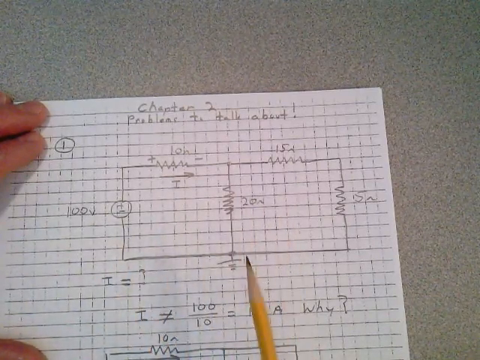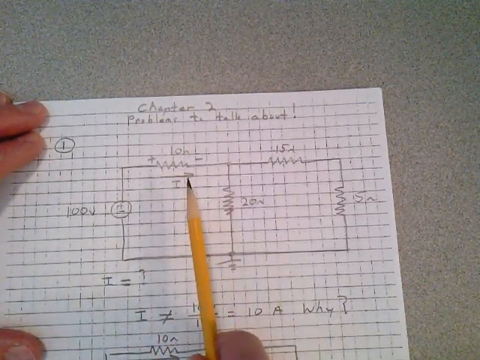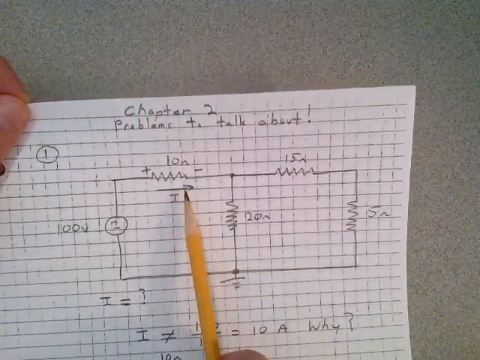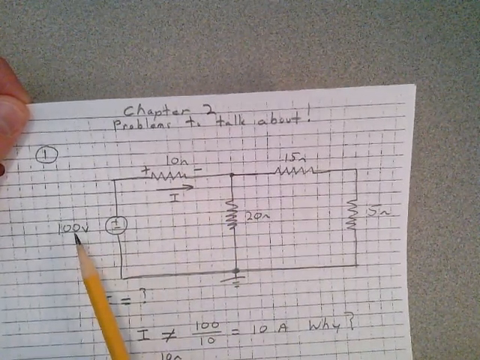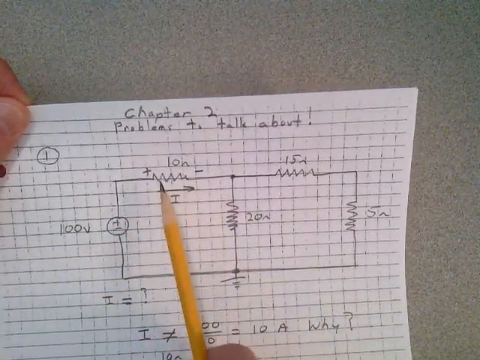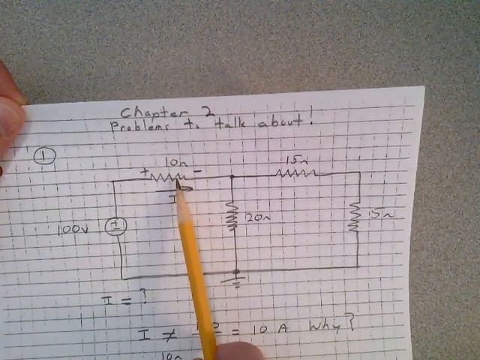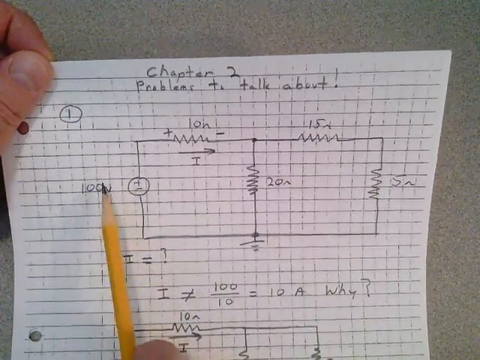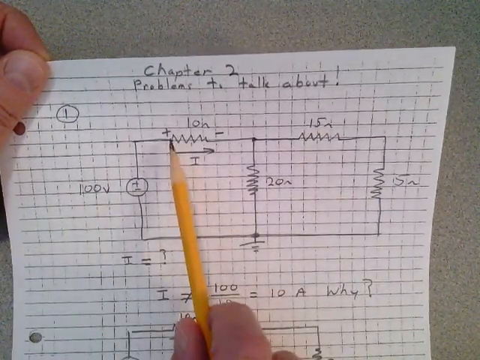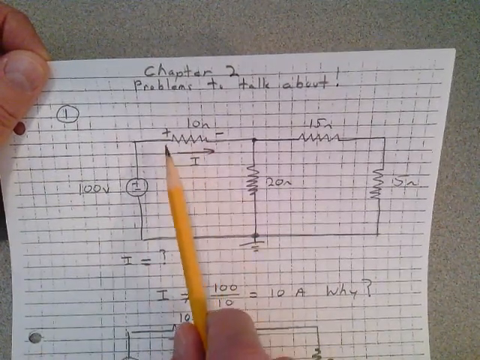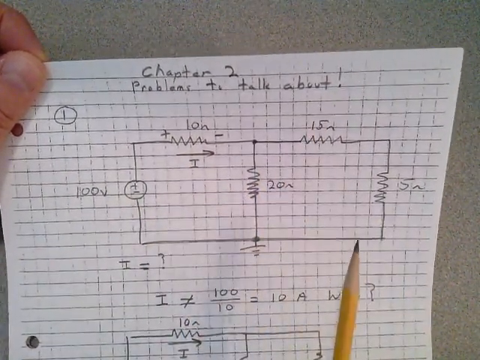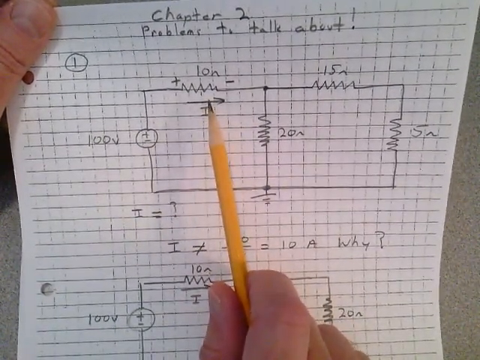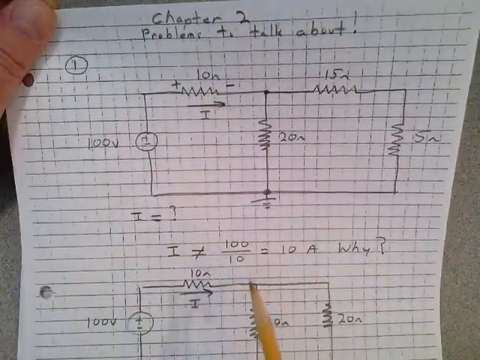I have a simple series parallel circuit here, and I want you to take a look at the current I through this 10 ohm resistor up here. A lot of students will go ahead and project this 100 volts across that 10 ohms, and they'll say that the current there is 10 amps. You cannot take this 100 volts and project it across this resistor here, because there's another part to this circuit here. So the total current in this circuit, I, is not 100 over 10.